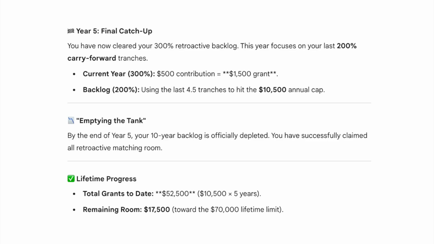At the conclusion of year 5, assuming a standard 10-year backlog, you will have effectively emptied the tank of all retroactive room. You will have collected a lifetime total of $52,500 in grants, leaving you roughly $17,500 away from the $70,000 lifetime limit.